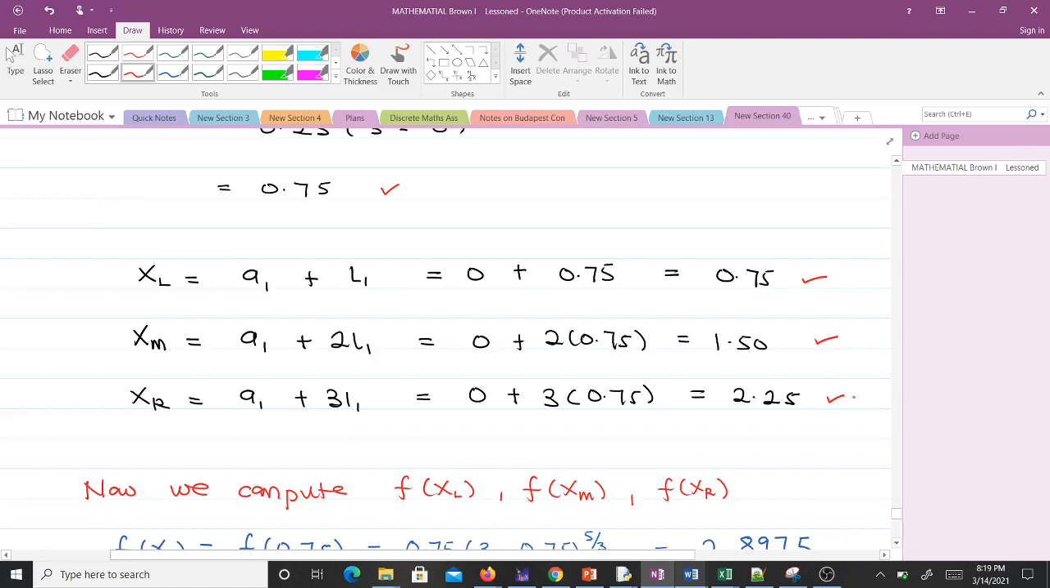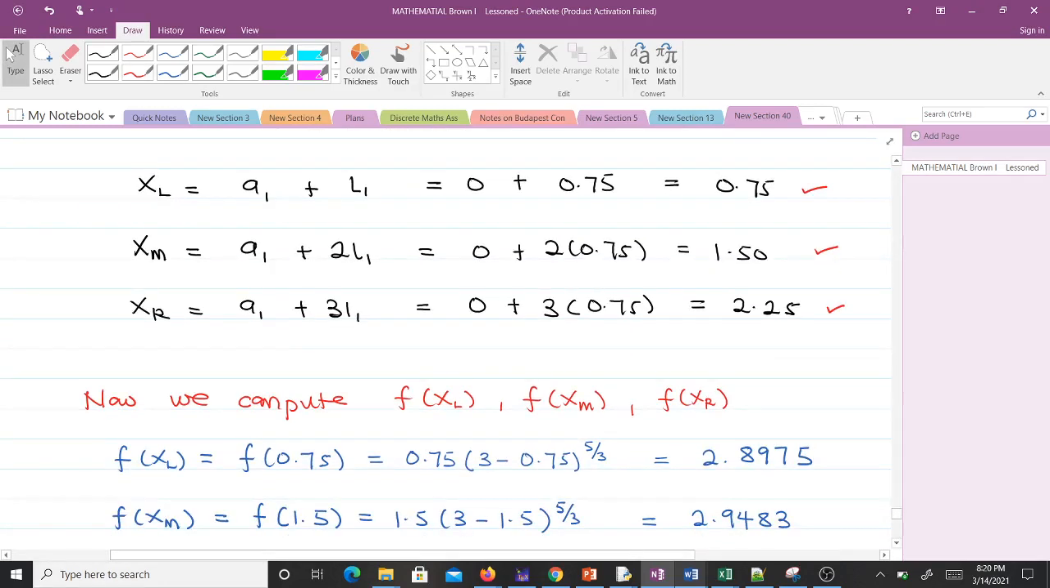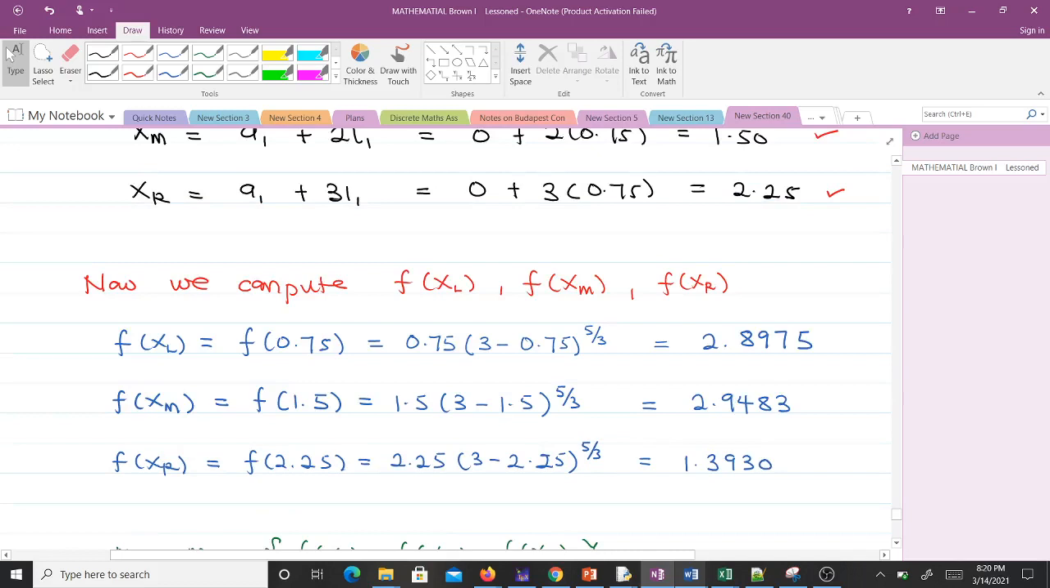The question says we should do 5 iterations. So that means until we get to the 5th iteration, at every point we'll compute f of xl, f of xm, and f of xr. It is when we get to our 5th iteration that we will add the exterior points to it, that's a and b. So we have to compute f of xl, f of xm, and f of xr.